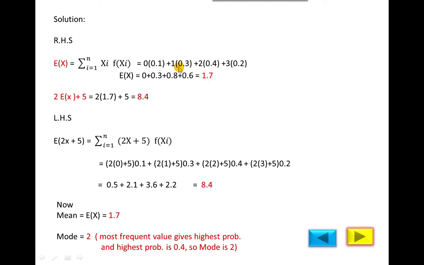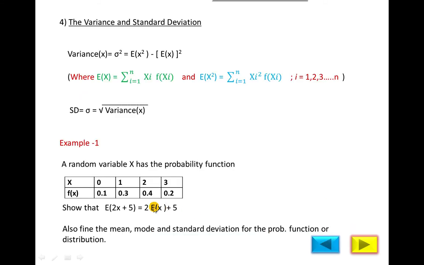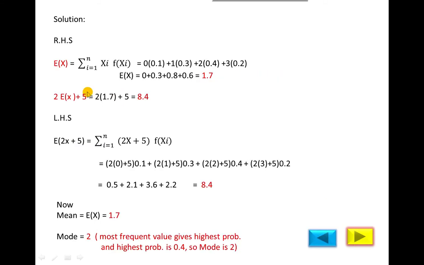Okay, and then substitute this E(x) in the right hand side. Here, multiply by 2 plus 5. Put here 1.7, this value. Multiply by 2 plus 5, that is 8.4. This is the right hand side.